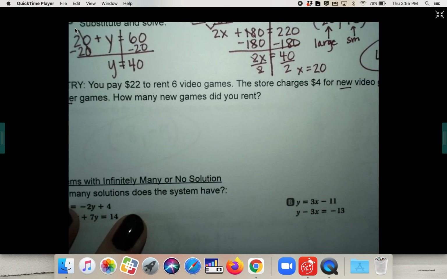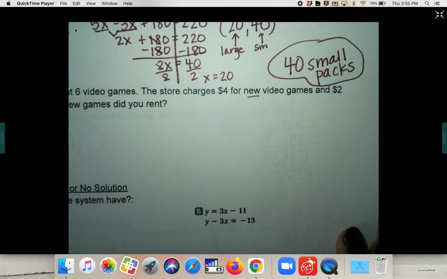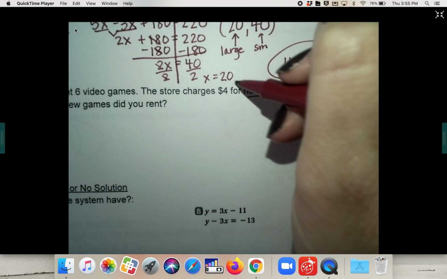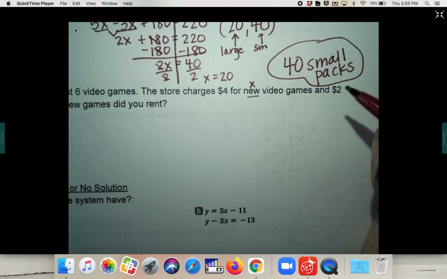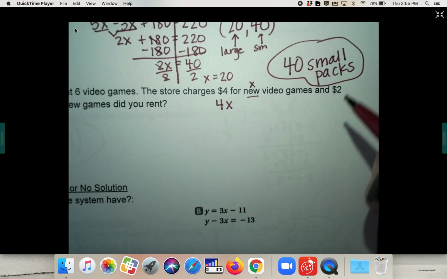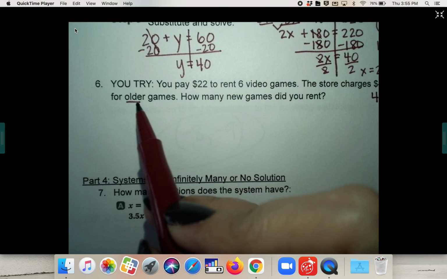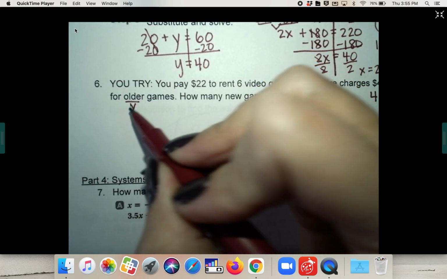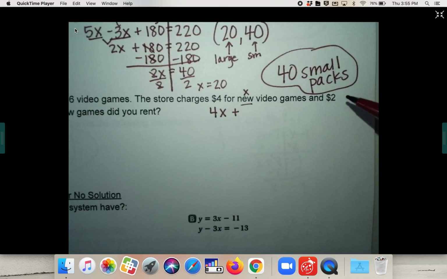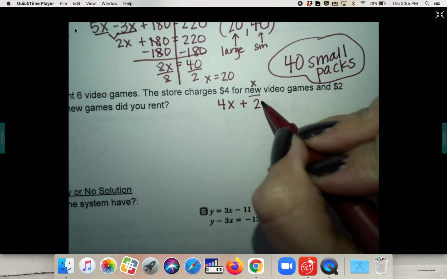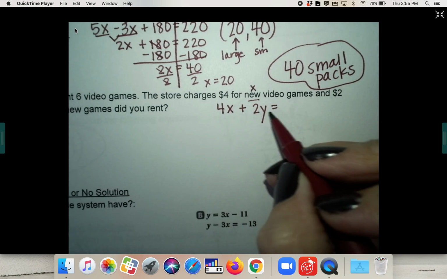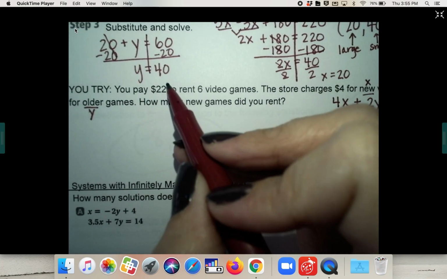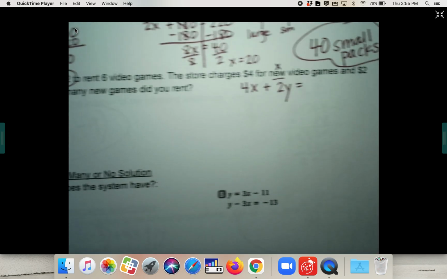So let's start with money plus money equals money. We don't know how many new ones we got. I'm going to make my x new. But I know they cost $4 each. So 4x plus, I don't know how many older games. I'm going to make my older games my y. But I know they only cost $2 each. So 2 times, I don't know how many we bought, y. But I know that that money plus money has a total money of $22 it says we paid. So 22.